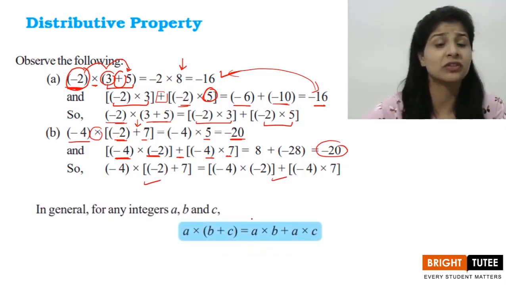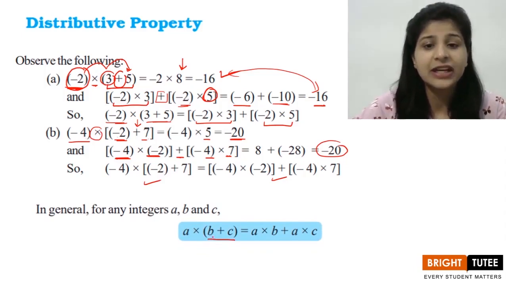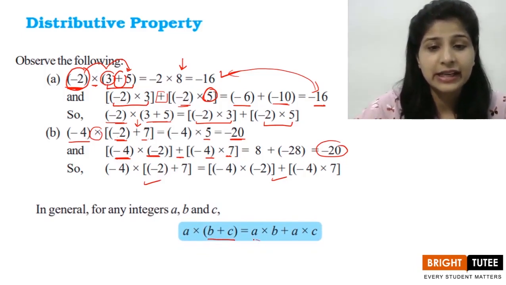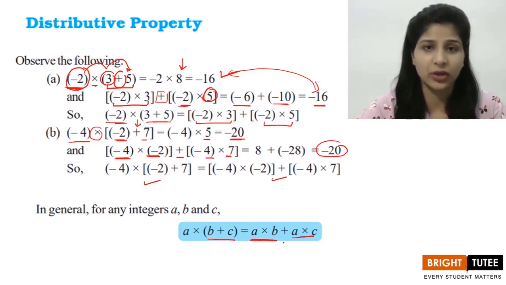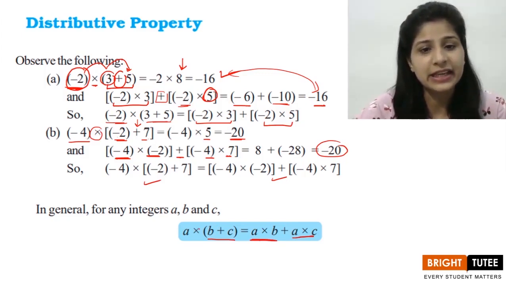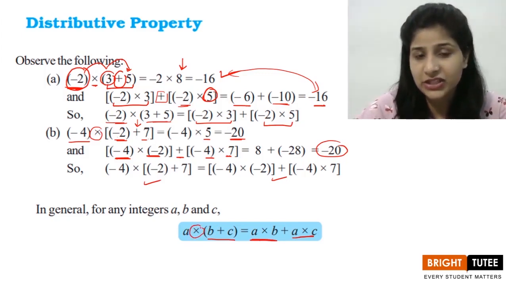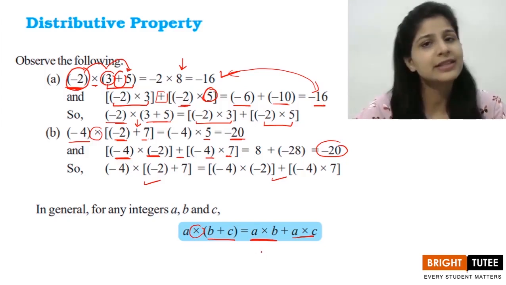So what we can say, that A cross B plus C is there. We can do like this, A into B, we can multiply A with B and A with C and can add up the product. Clear? So what is happening? A is getting distributed to B and C using this multiplication sign, and between both the products, we are going to place a positive sign.